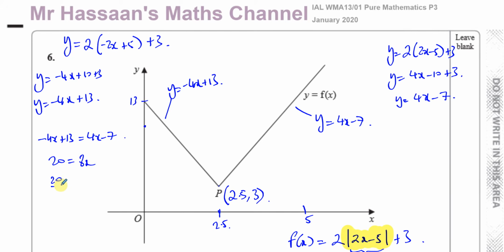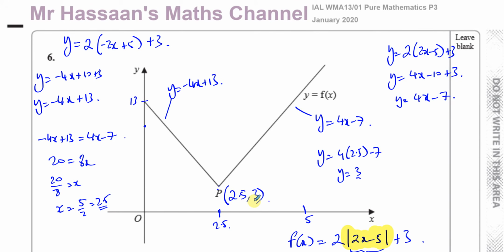So you've got 20 divided by 8 equals x. So x is equal to, they're both divisible by 4, 5 over 2, which is 2.5. The x value is 2.5. And to find the y value, you can say y is equal to 4 times 2.5 minus 7. So y is equal to 10 minus 7, which is 3. So we can see the x value is 2.5 and the y value is 3.